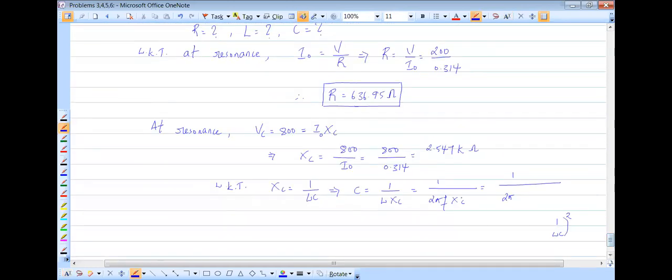F is 50 hertz, and you have just found out XC, which is 2.547 into 10 power 3. So what would this be? Therefore, our C happens to be 1.25 microfarads.